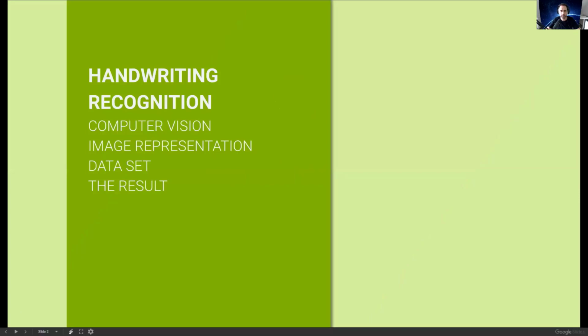We'll look at computer vision briefly, and then mainly we'll look at what image representation means for computers. How do we represent images so we can have machines learn from that data? It's not that obvious for images.